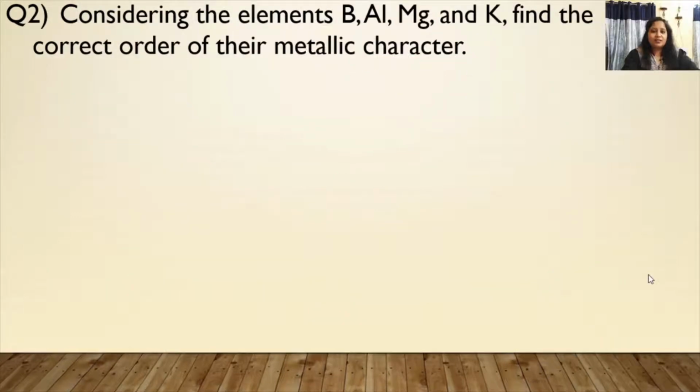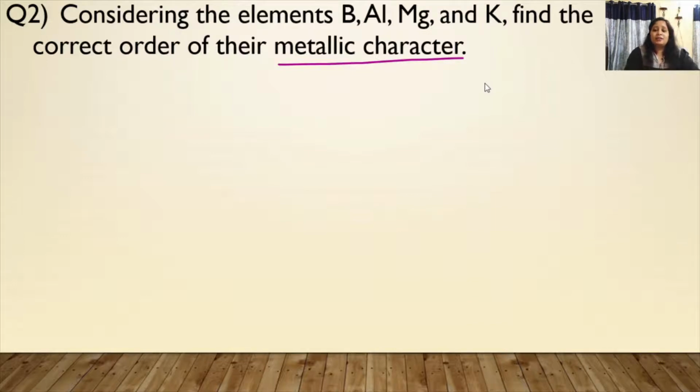Let's take the second question. It is considering the elements boron, aluminium, magnesium and potassium. Find the correct order of their metallic character. So what is metallic character? We will check metallic character. Earlier we read that electronegativity is directly proportional to non-metallic character. So the opposite of non-metallic is metallic.